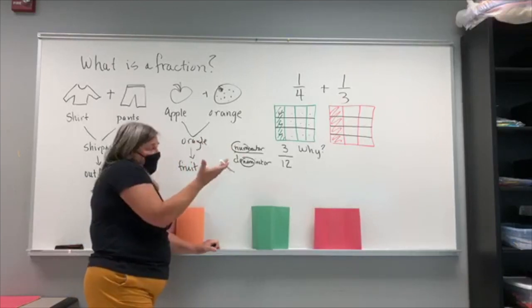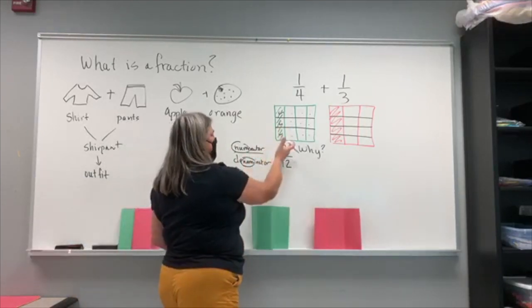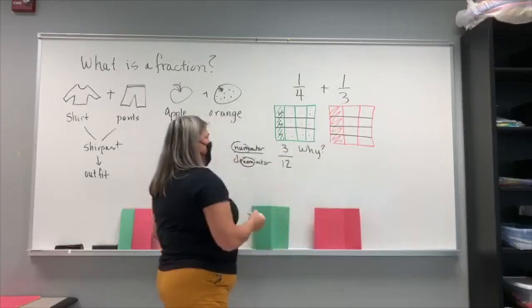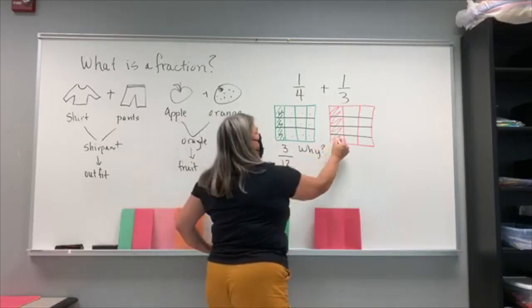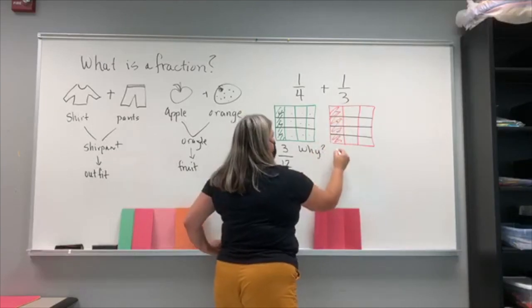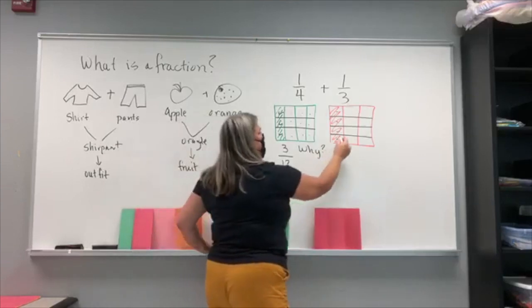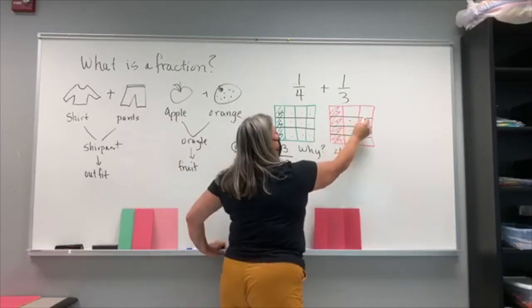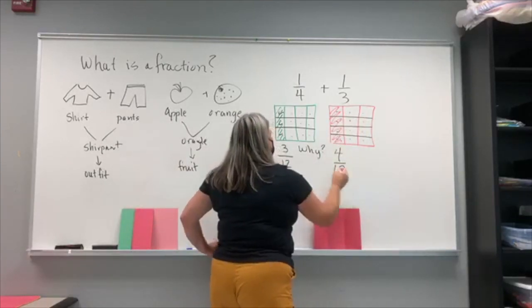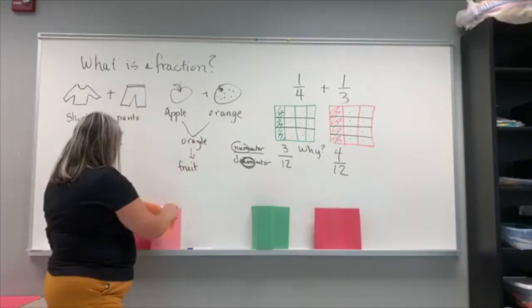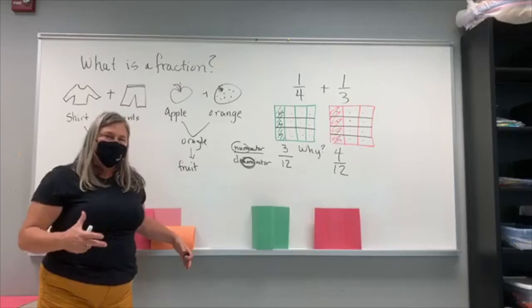So we know it makes sense. There's how many that are colored. That's how many pieces there are together. So now let's think of the same thing. What's the num of this one? 2, 3, 4. And what's the name of the pieces? 1, 2, 3, 4, 5, 6, 7, 8, 9, 10, 11, 12. So now we have 3 twelfths and 4 twelfths. So I'm going to add these together.